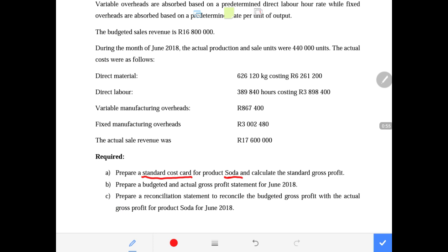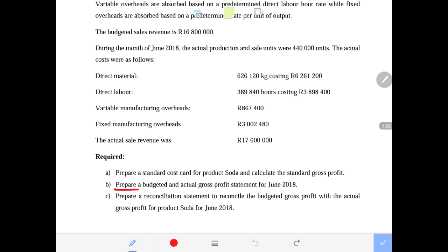In the previous question on standard costing that I did, the standard cost card was given and the standard gross profit was already calculated as 30 rand, where previously it was 80 rand minus 50 rand, and that gave us 30 rand. If you did watch the latter video that I uploaded on standard costing, where the reconciliation was also done, reconciling the budget with the actual.